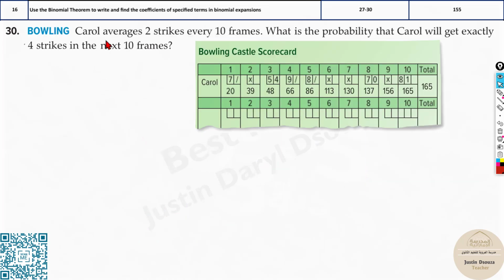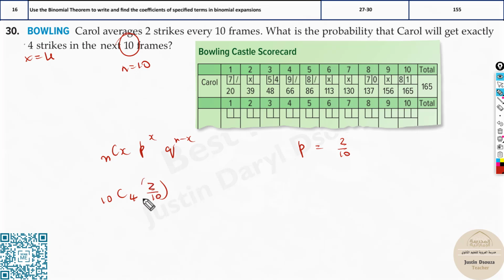And the last problem here is about bowling. Cattle averages 2 strikes every 10 frames. What is the probability that she will get exactly 4 strikes in the next 10 frames? Here again, directly the formula nCx, p to the power x, q to the power n minus x. The probability that she strikes is 2 by 10. What is the n value? How many frames are there? n is 10. And how many do we want? The strikes must be 4. So it's 10C4, and the probability is 2 by 10.